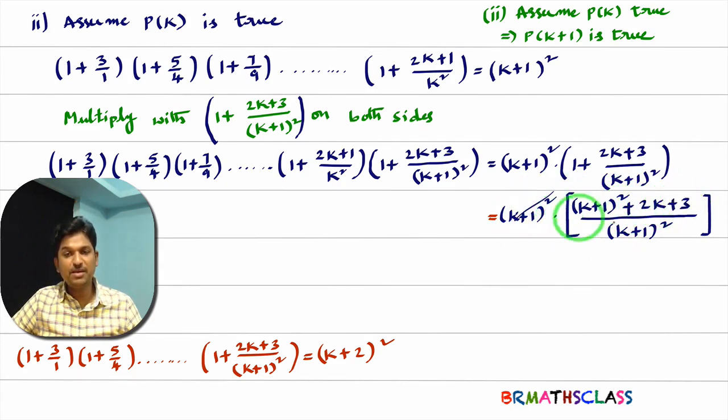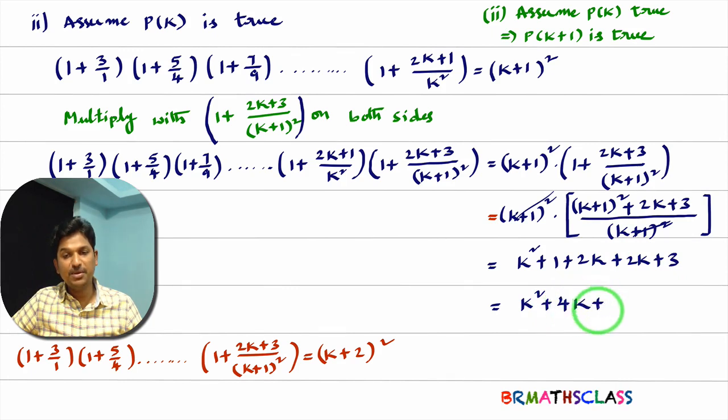Okay. Now this k plus 1 whole square, k plus 1 whole square will get cancelled. Now you simplify the numerator part. What will you get? K square plus 1 plus 2k. Expand this k plus 1 whole square plus 2k plus 3. Okay. So that is nothing but k square plus 2k plus 2k, 4k, plus 1 plus 3 is 4.